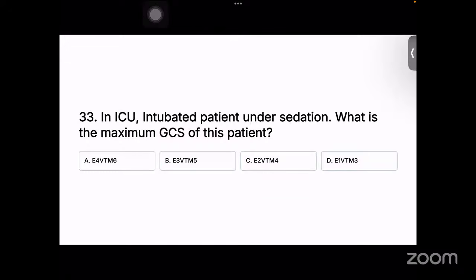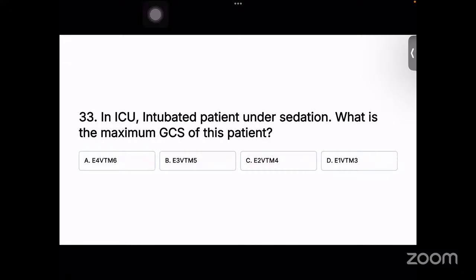Okay, next we have a patient in ICU, an intubated patient under sedation. What is the maximum GCS of this patient? So intubated patient under sedation. An intubated patient cannot open his mouth, so the verbal part will be completely gone. So VT, they have mentioned it very clearly.